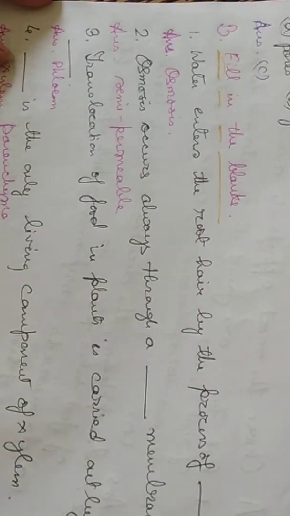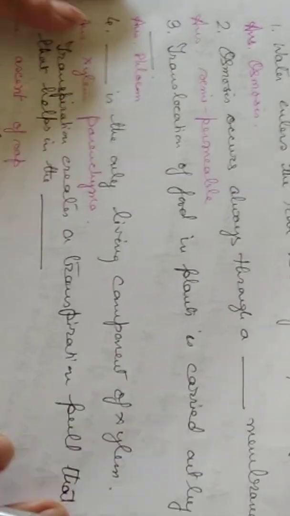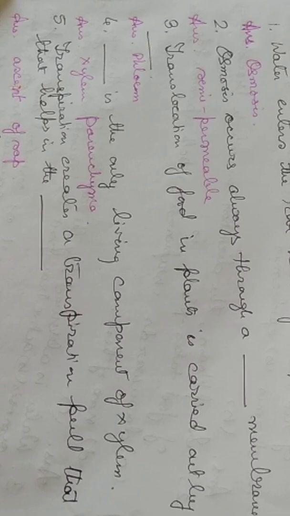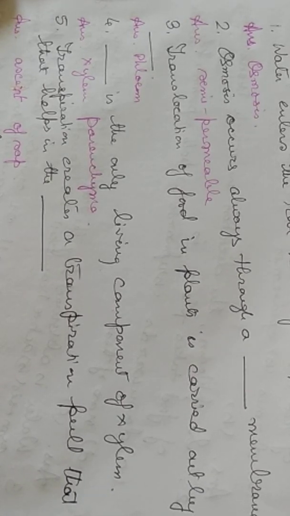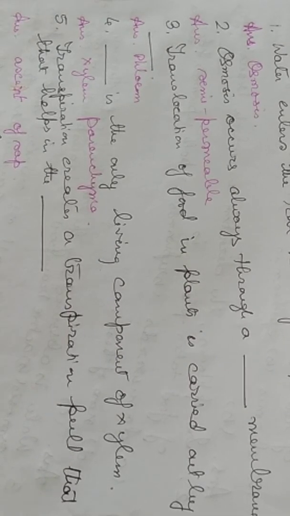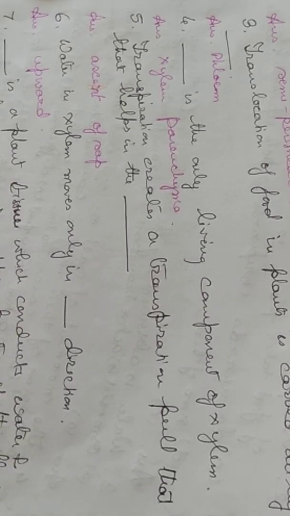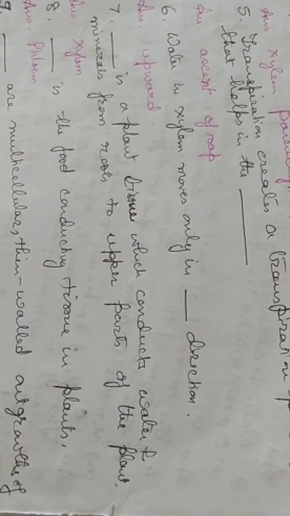Now we come to the fill in the blanks. Water enters the root hairs by the process of osmosis. Osmosis occurs always through a semi-permeable membrane. Translocation of food in plants is carried out by phloem. Dash is the only living component of xylem. It is xylem parenchyma. Transpiration creates a transpiration pull that helps in the ascent of sap. Water in xylem moves only in upward direction.